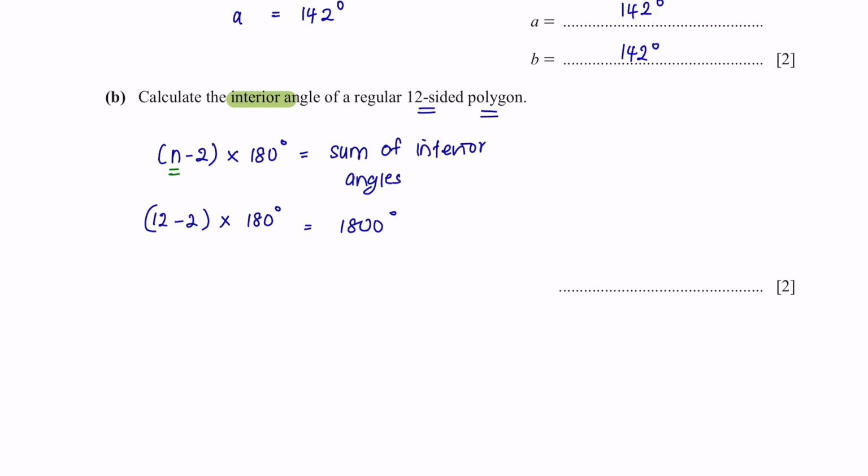polygon is 1800. Since regular polygon means all the sides are equal, we can divide the sum of angles equally to each of its sides, which gives us 150 degrees. So the interior angle here would be 150 degrees. Just make sure that before your examinations you remember this formula.